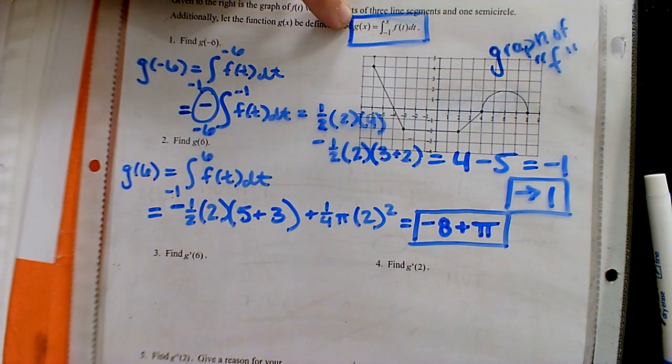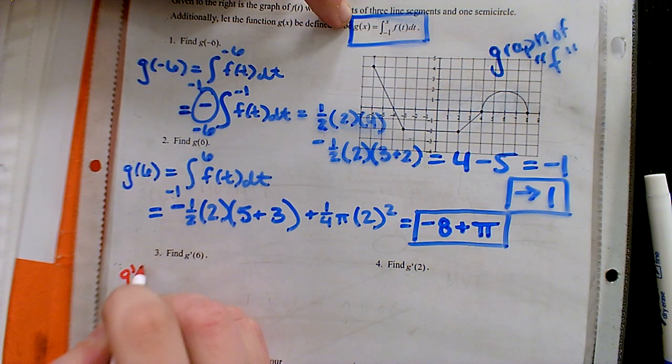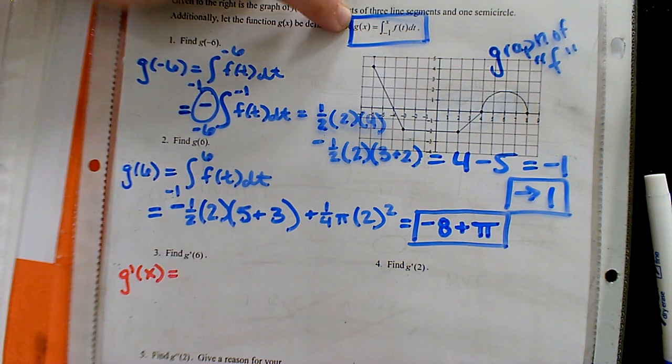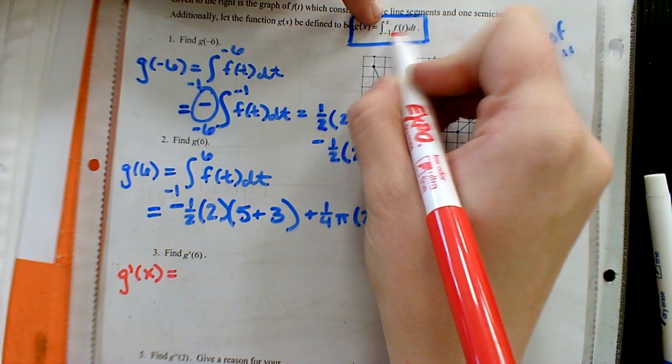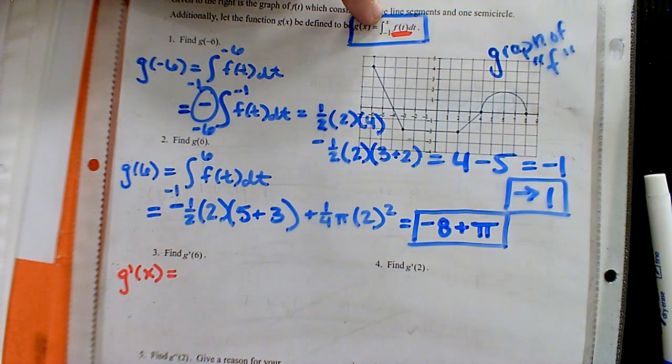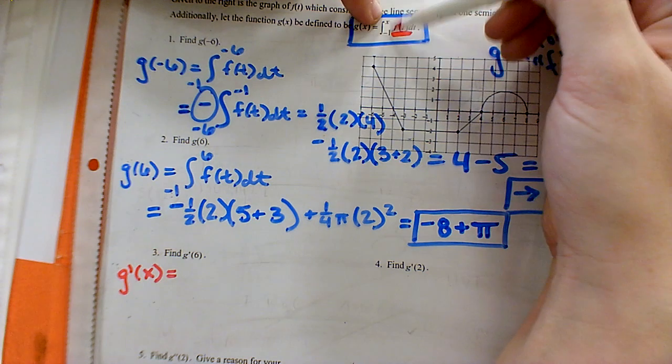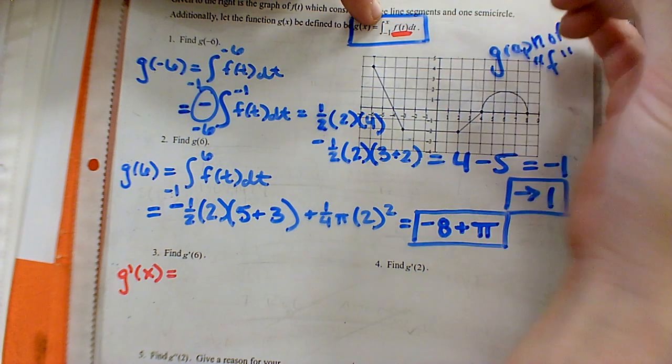So if I take the derivative of the left-hand side, that would be g prime, and then I have to take the derivative of the right-hand side. So if you're going to take the derivative of an integral, you are going to be left with that function that you originally start with, but we have to be considerate of the bounds.